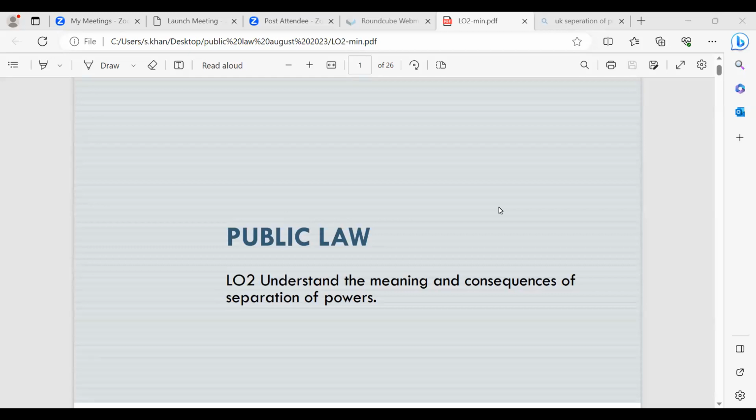We'll be doing learning outcome 2, which is to understand the meaning and consequences of separation of powers. Firstly, what we're going to do is have a look at a summary of what we did in the last session, which was learning outcome 1. We looked at the foundations of constitutional and administrative law within the UK, and we identified the significance of sovereignty of Parliament and why Parliament's so important.